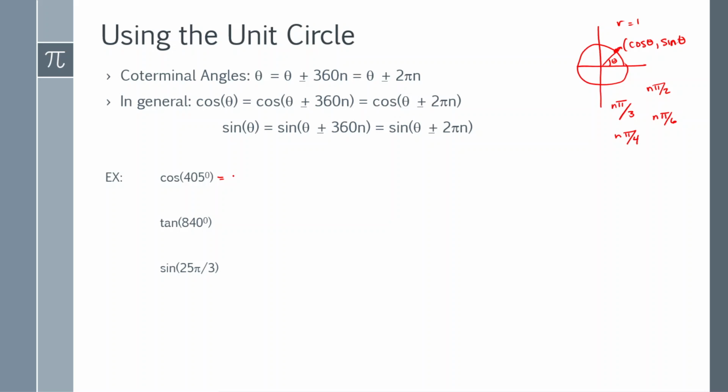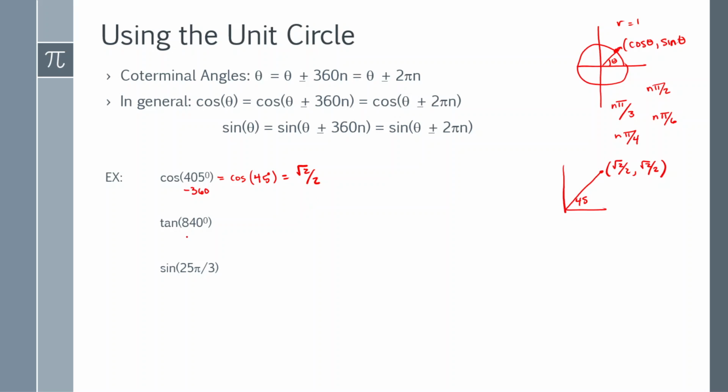So what I can do is take cosine and subtract 360 degrees. And what we get is 45 degrees. Okay, so cosine of 45 degrees from our unit circle, we discovered that that point right there came from our 45, 45, 90 triangle. So everything was related by square roots of 2. Okay, so this will become square root of 2 over 2.